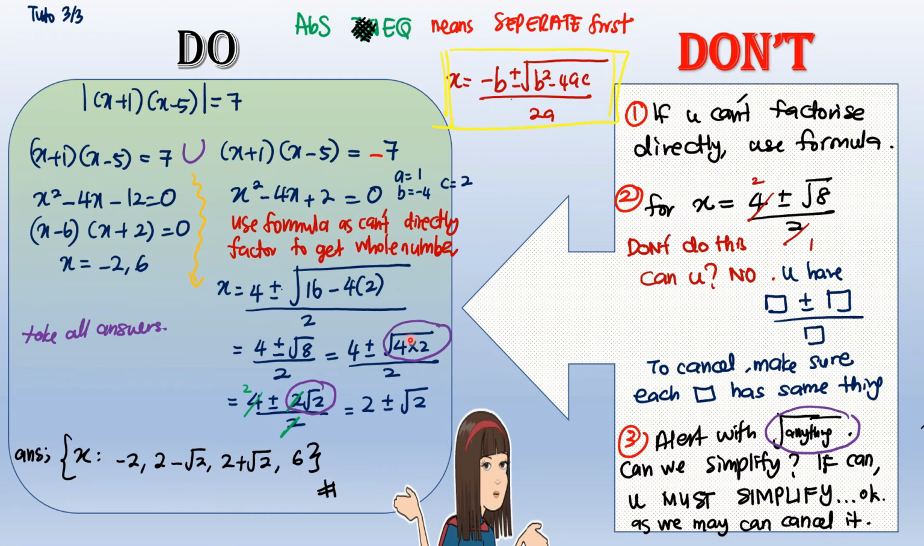What I want to highlight here is actually this part, square root of 8. Make sure you don't leave it as square root of 8. It's wrong because you can change it into 2 square root of 2. This is the simplified surd.